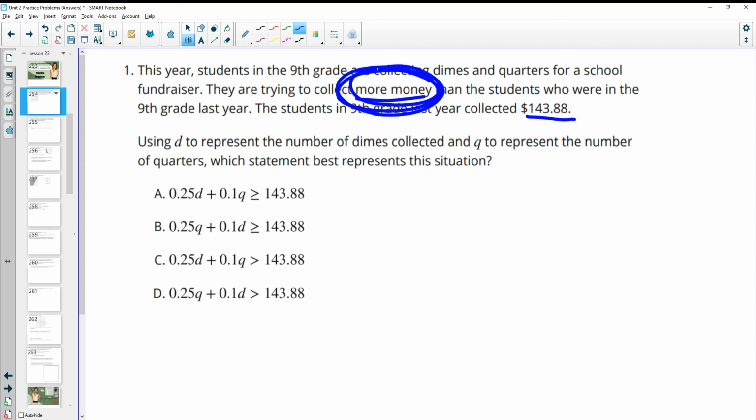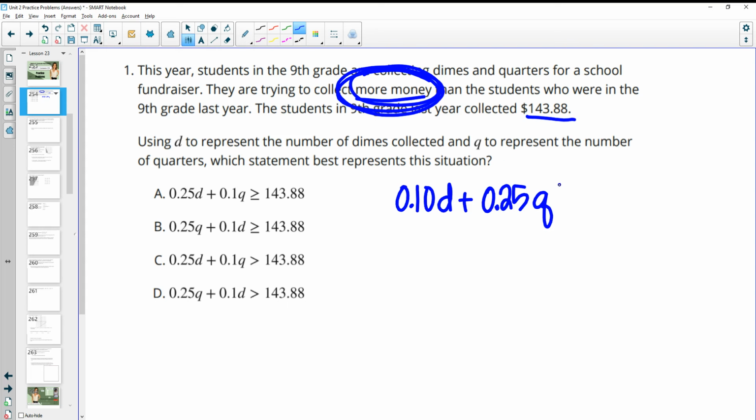So we want more than this amount of money, right? So we want to collect more than they did last year. And so when we're looking at how we put this together, we want dimes, which we know are 10 cents. So that's going to be 0.1 times however many dimes we collect. And then quarters are 25 cents, so 25 cents as a decimal is 0.25, and then times the number of quarters we collect.